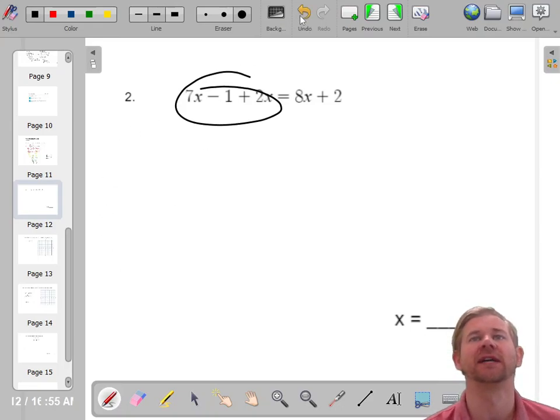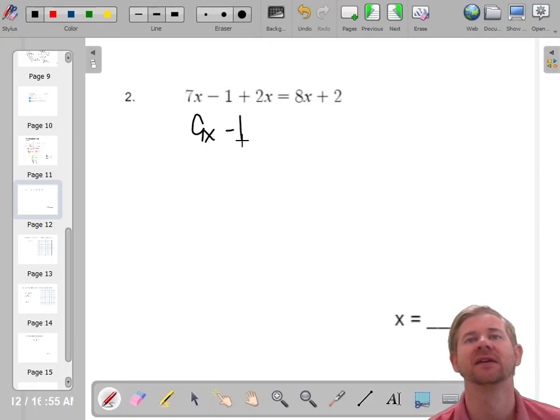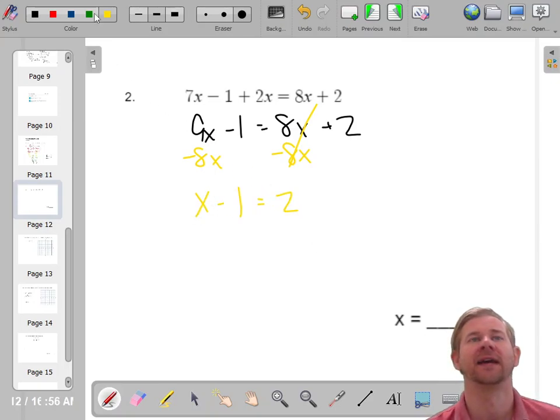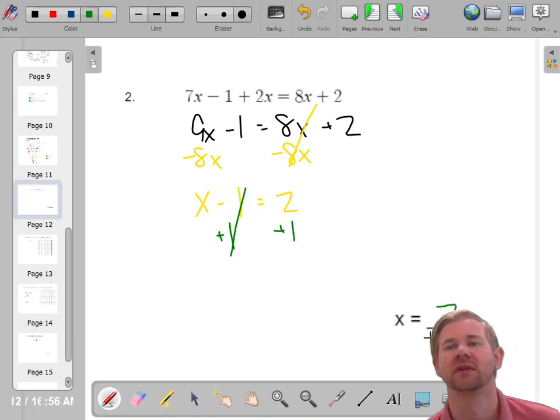First, I see that there are like terms on the left side, 7x and 2x. That makes 9x, so I'll combine those. And now, same game. Get all your x's on one side. So I'll move the smaller amount. Right now it's positive, so subtract 8x on both sides. 9x minus 8x is 1x. And last step, add 1 to both sides, and you get x equals 3.